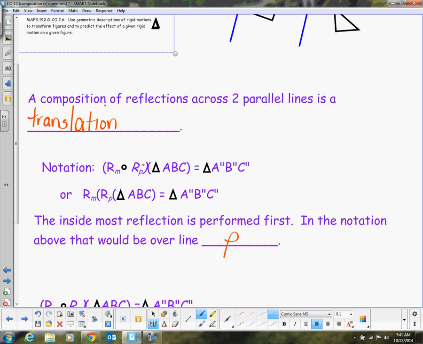And this is important for your algebra too, because you'll be doing compositions of functions, and you'll be doing the inside function before you do the outside function. So this is the inside, this is the outside. This is the first one you perform, this is the second one you perform. One of the most important things I can stress for you all today.